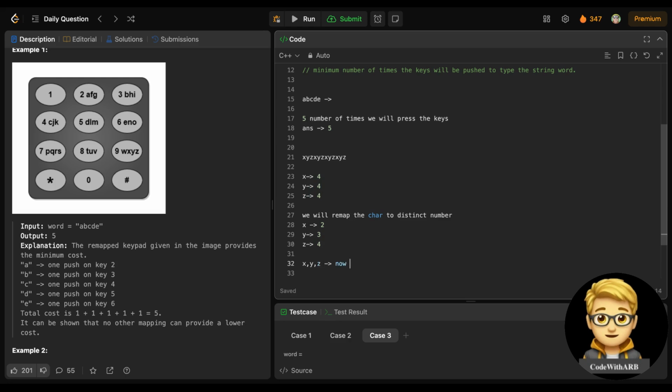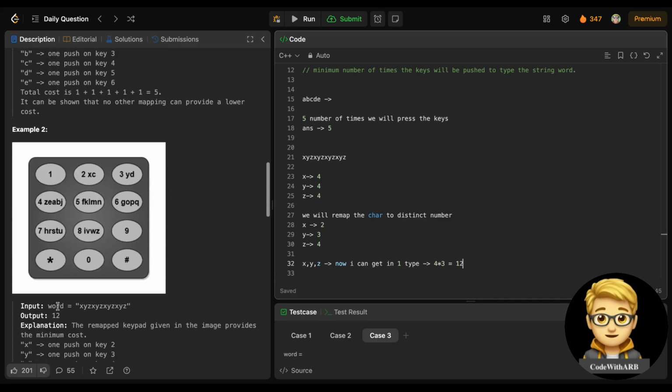Now I can get one type, right? So in total, how many types would there be to make this string? Total 4 into total xyz is 3, which is 12, right? So the answer is 12. You can see here, it is 12.